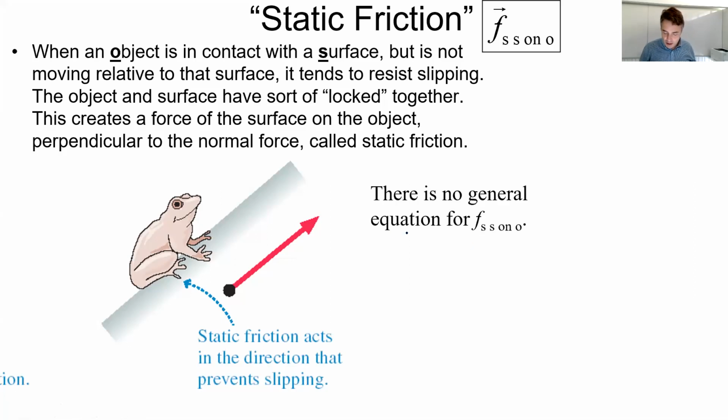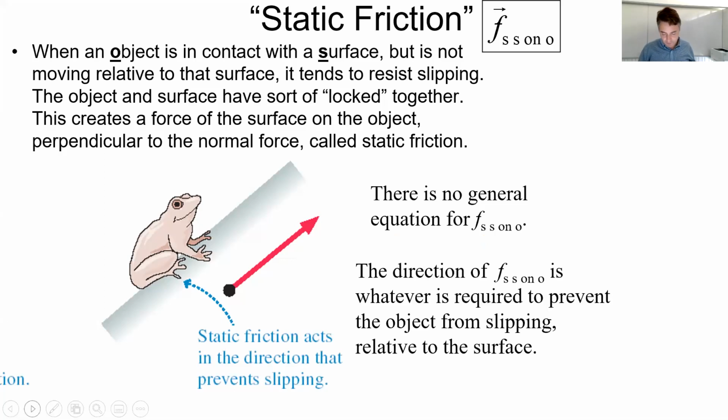There is no general equation for static friction. And the direction of static friction is whatever direction is required to prevent the object from slipping. So this frog wants to slip down the surface. So there's an F_s of the surface on the object, the frog in this case, which points in the opposite direction to the way the frog would want to slip.